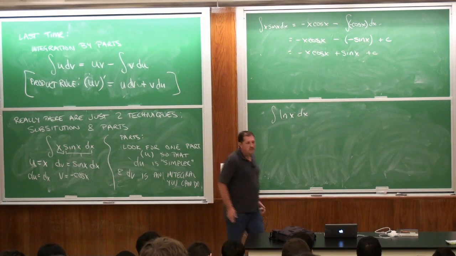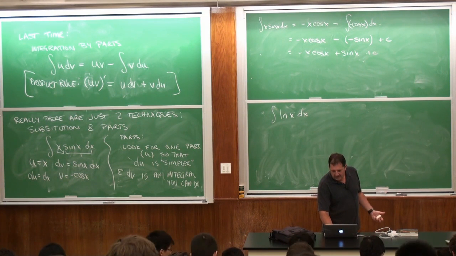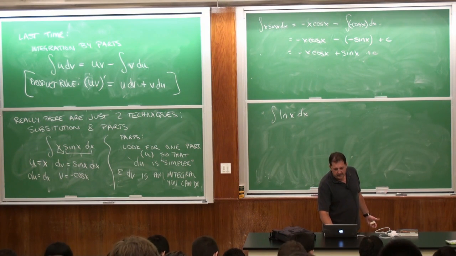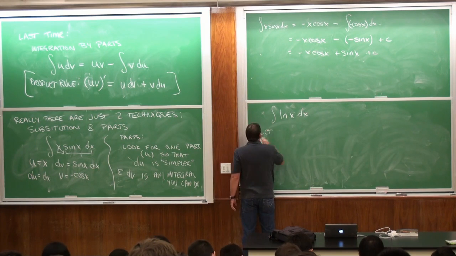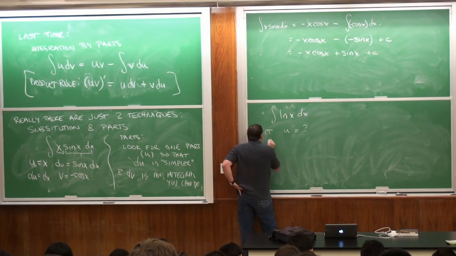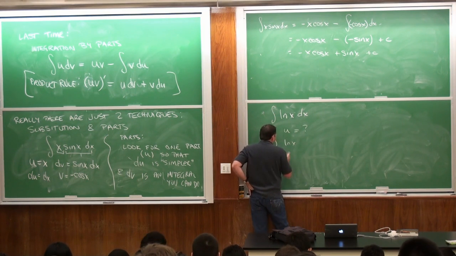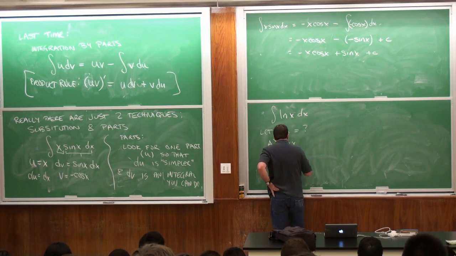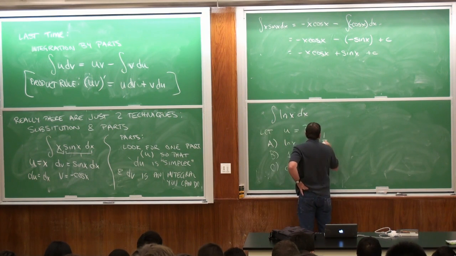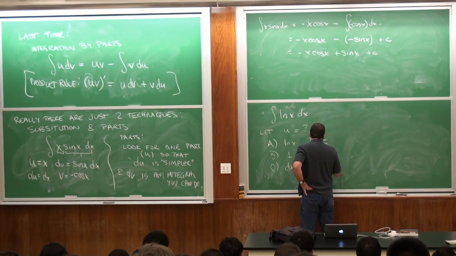Let's make this be a clicker question. So, let's see. A, let u be the log. B, let u be 1. C, let u be dx. D, let u be 1 over x. And E, you just can't do it.